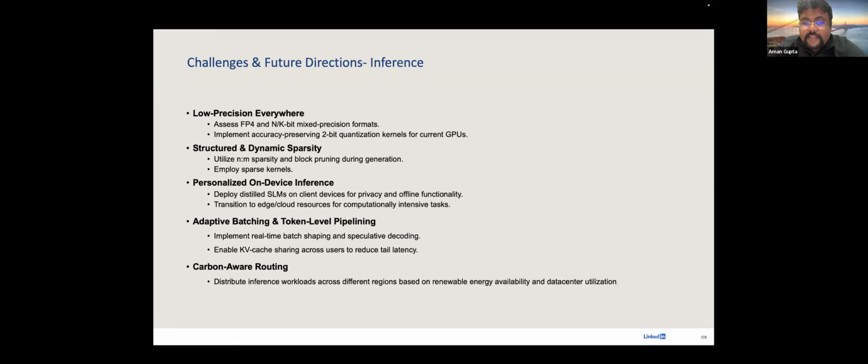Finally, QQ talked about speculative decoding and KV cache, etc. So as we see LLMs and GenAI taking more and more use cases with higher load and higher requests per second, a lot of techniques like KV cache sharing across users will be critical in helping scale these workloads. And finally, this is something we did not discuss, but how do you work towards sustainability and renewable energy? You want to distribute inference workloads across regions based on energy availability and data center utilization. That's something we did not really cover in this tutorial.